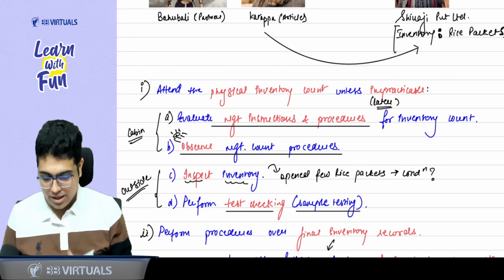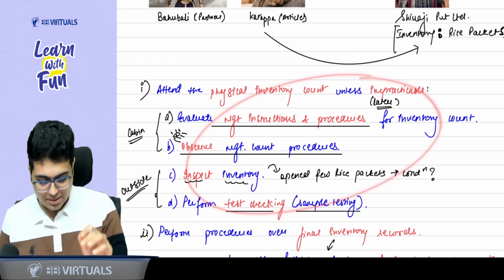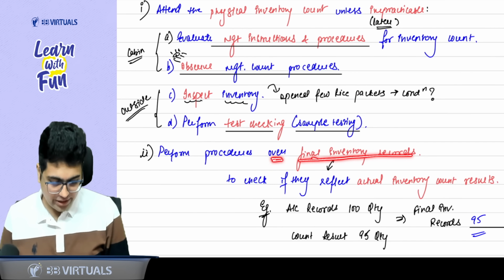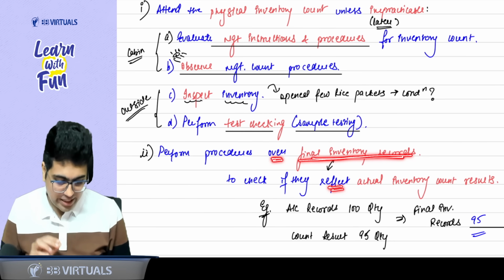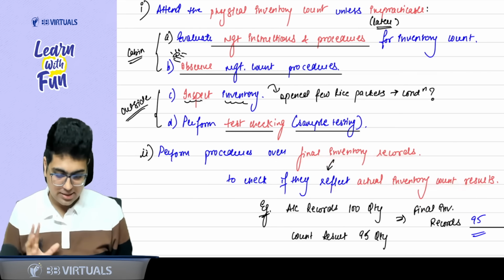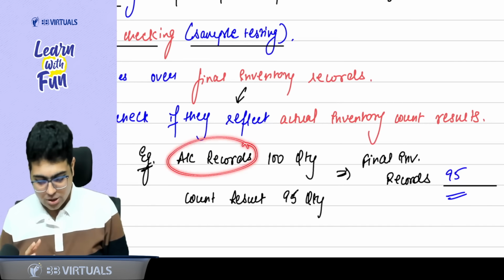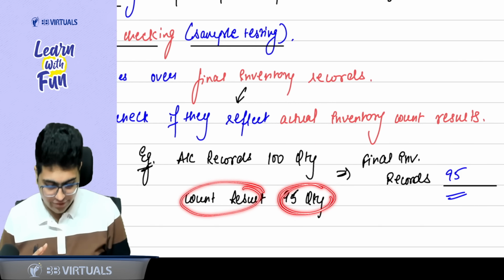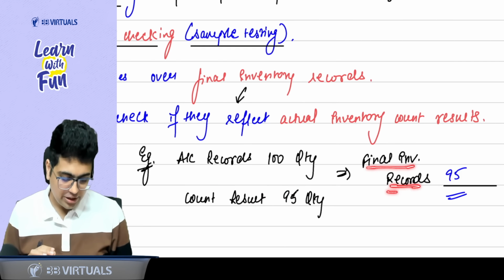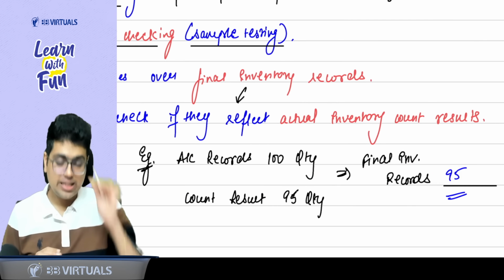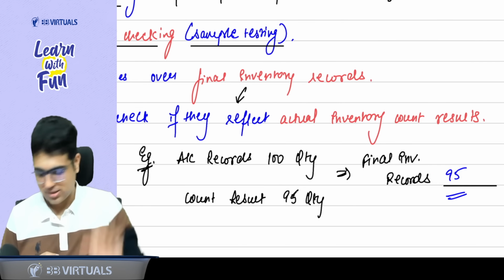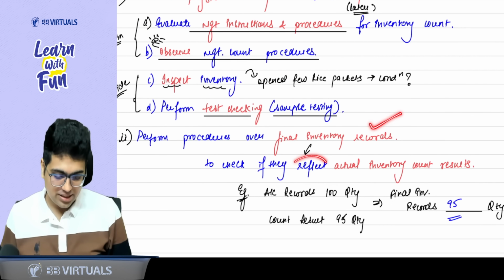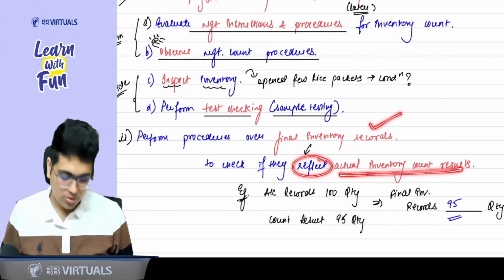Okay, sir. Once the inventory count is completed, then he will perform procedures over final inventory records, whether they are reflecting actual inventory count results. That means if as per the accounting records it is 100 quantity, but as per the count result it is only 95 quantity, the final inventory record should reflect 95 quantity. That is the actual inventory count result. So perform procedures over final inventory records to see whether they are reflecting actual inventory count results.